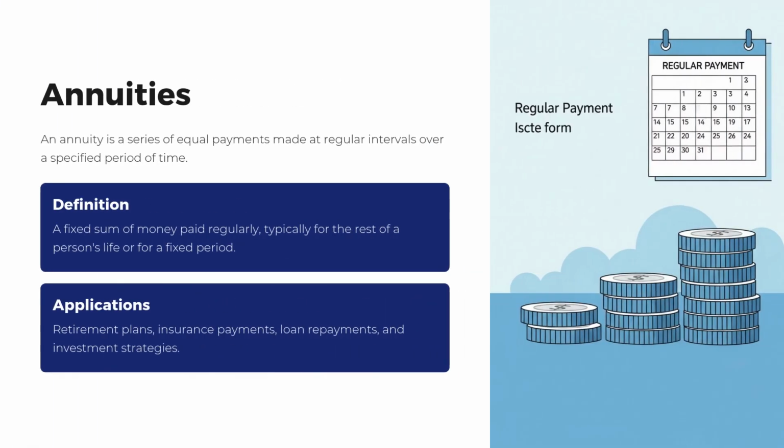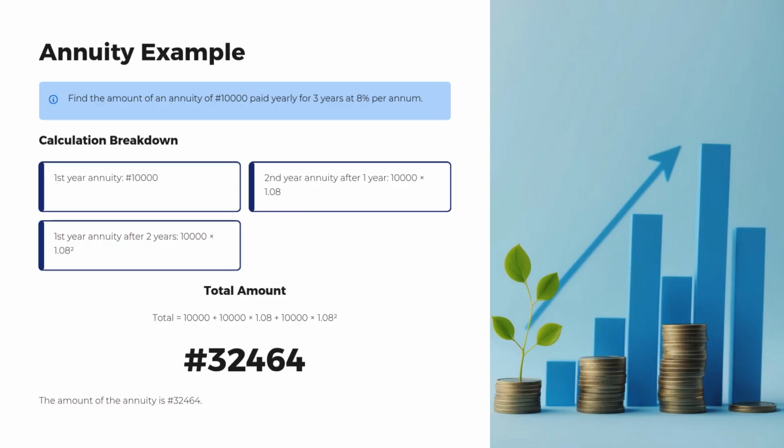Annuities. An annuity is a series of equal payments made at regular intervals over a specified period of time. Definition: a fixed sum of money paid regularly, typically for the rest of a person's life or for a fixed period. Applications: retirement plans, insurance payments, loan repayments, and investment strategies. Annuity example. Given information. An annuity is a fixed sum of money that is paid or received at regular time intervals. In this case, the payment is 10,000 naira each year for 3 years, at an interest rate of 8% per annum. We need to find the total amount accumulated after 3 years, when interest is added each year.